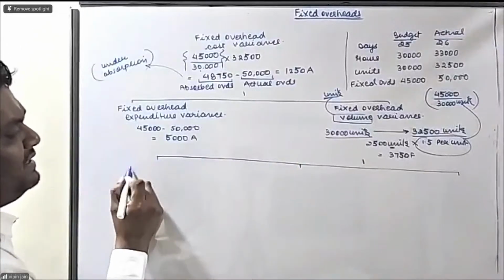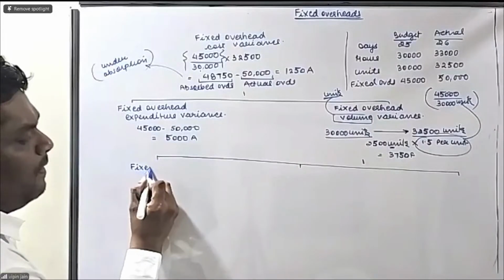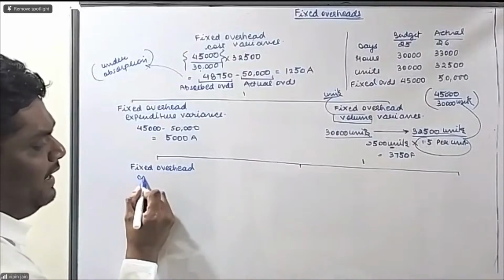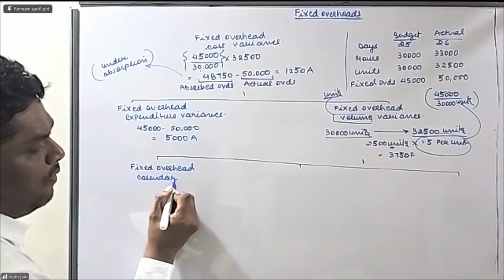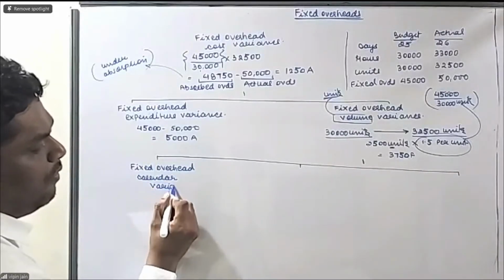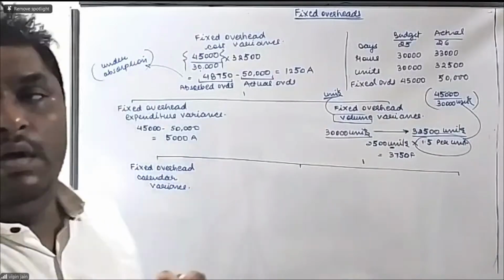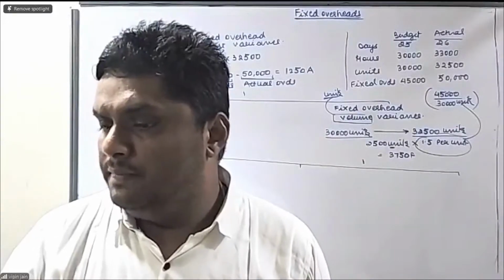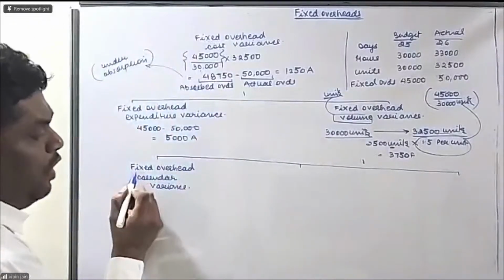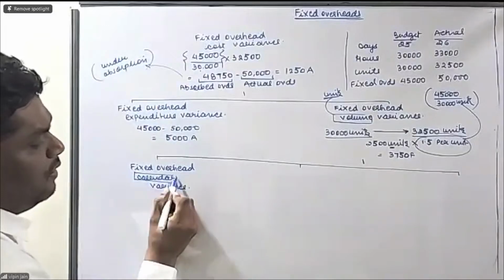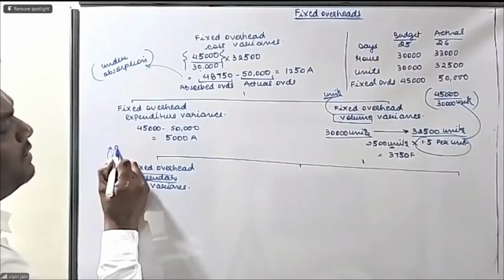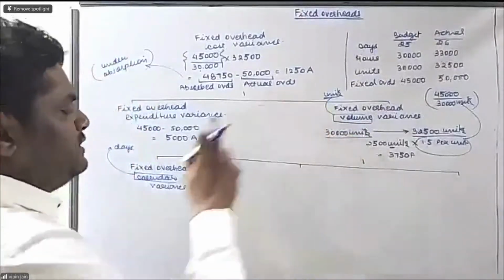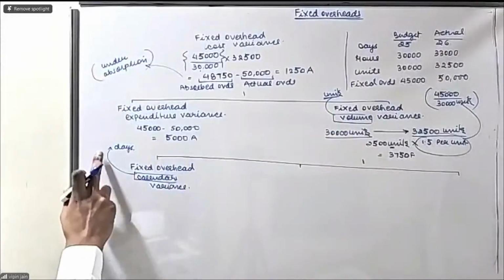Now, next is fixed overhead calendar variance. So when talking about calendar variance, it talks about days. When talking about volume, it talks about units. So when talking about calendar variance, it talks about days.